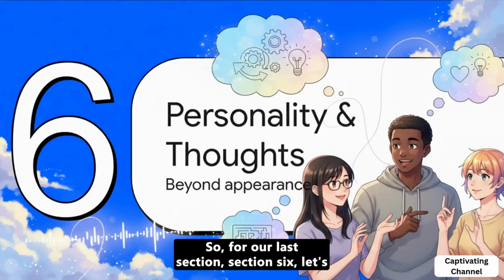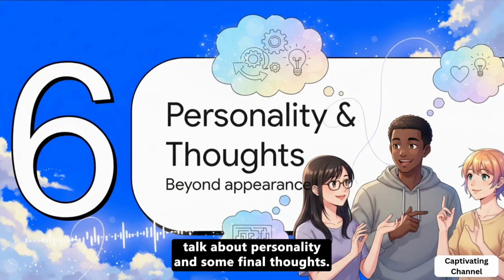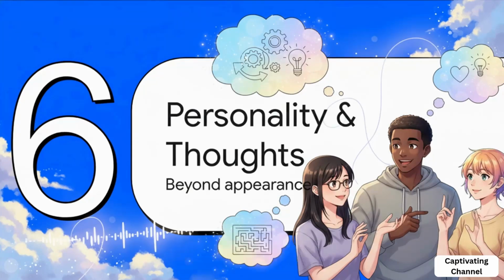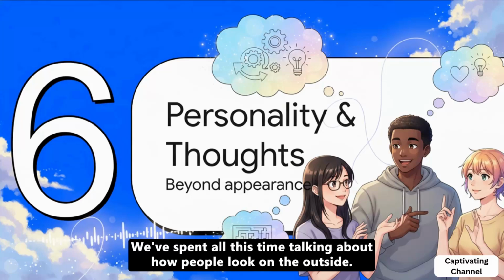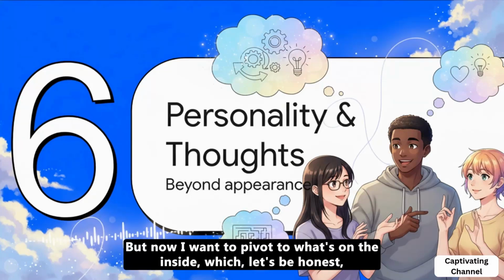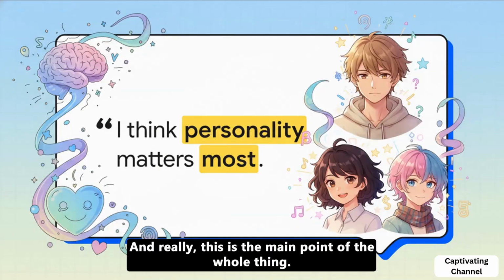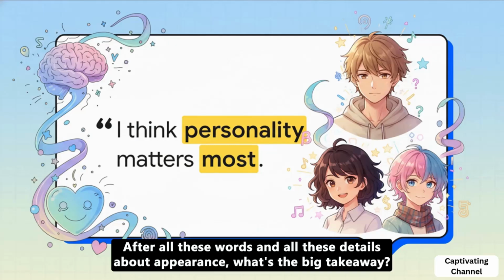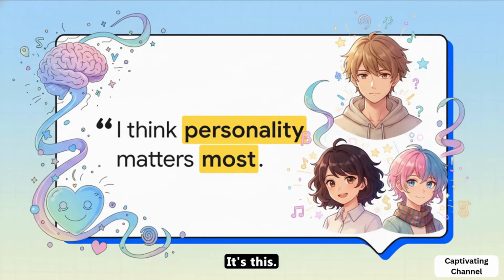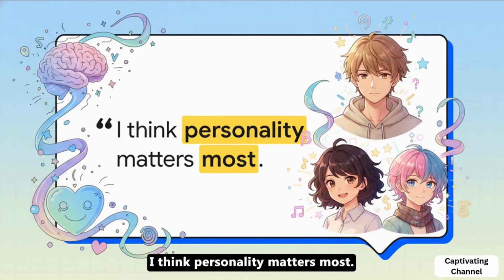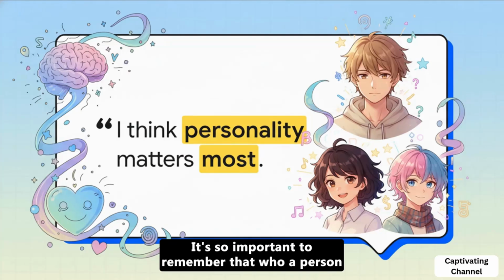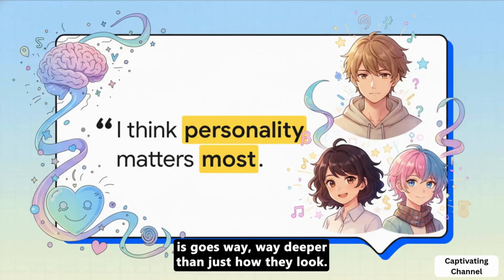So for our last section, section 6, let's talk about personality and some final thoughts. We've spent all this time talking about how people look on the outside, but now I want to pivot to what's on the inside, which, let's be honest, is probably what really counts. And really, this is the main point of the whole thing. After all these words and all these details about appearance, what's the big takeaway? It's this. I think personality matters most. It's so important to remember that who a person is goes way, way deeper than just how they look.